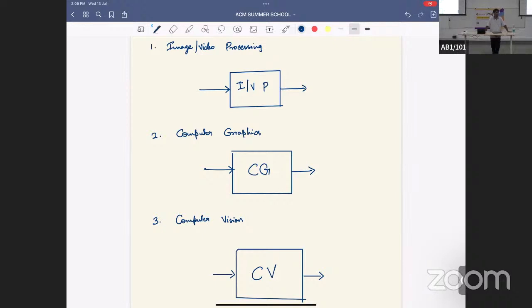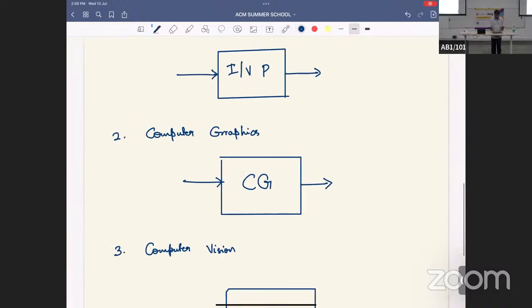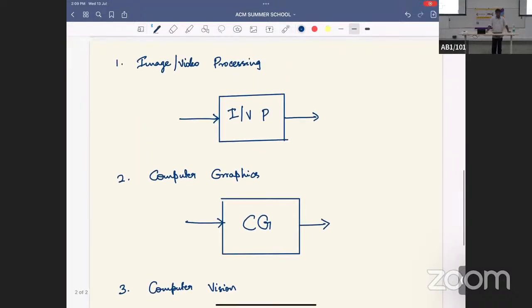Okay, anyone wants to say what is the input and output? We'll go one by one. What is the input and output for an image or video processing module? Image or video as the input, and image or video as the output. Those class of problems we call image or video processing problems. It takes an image or video as input and outputs an image or video. Can someone tell some examples of this class of problems, image or video processing problems?